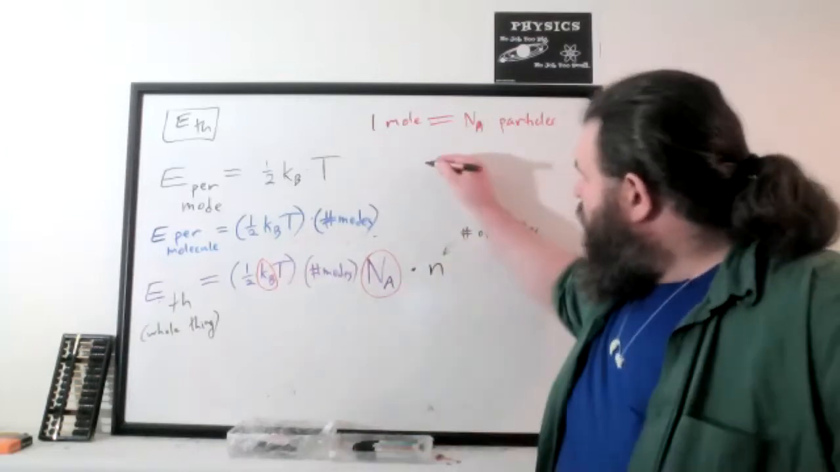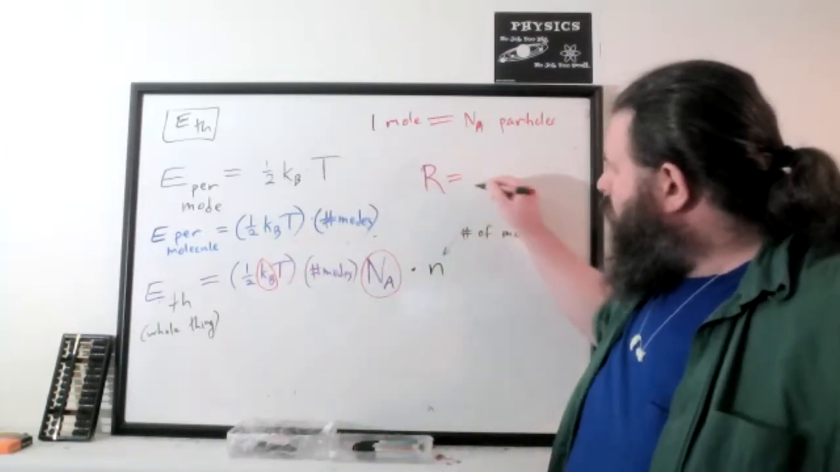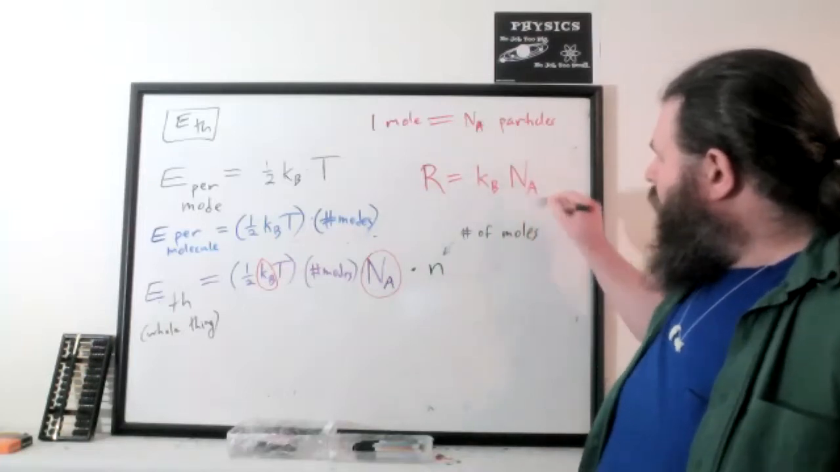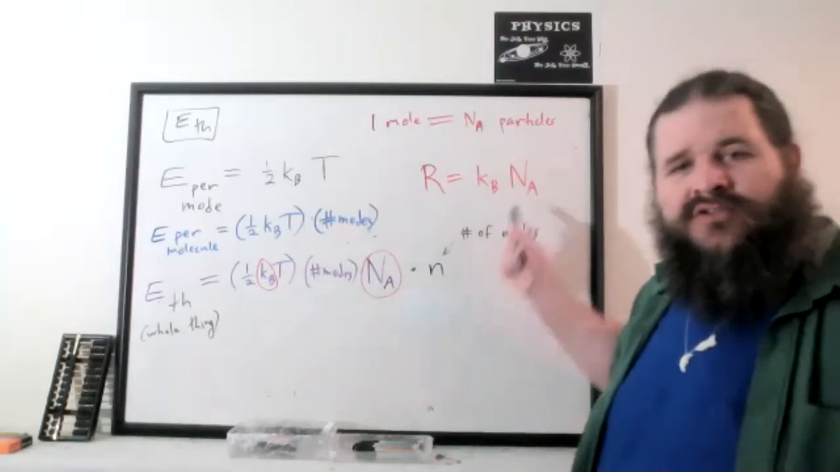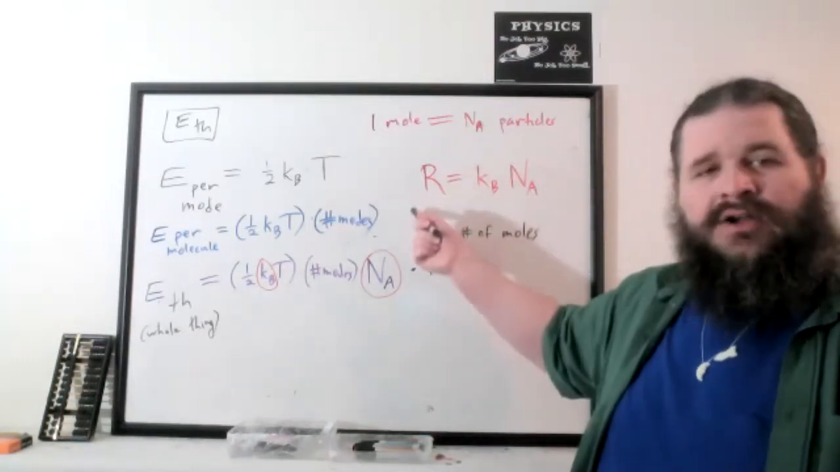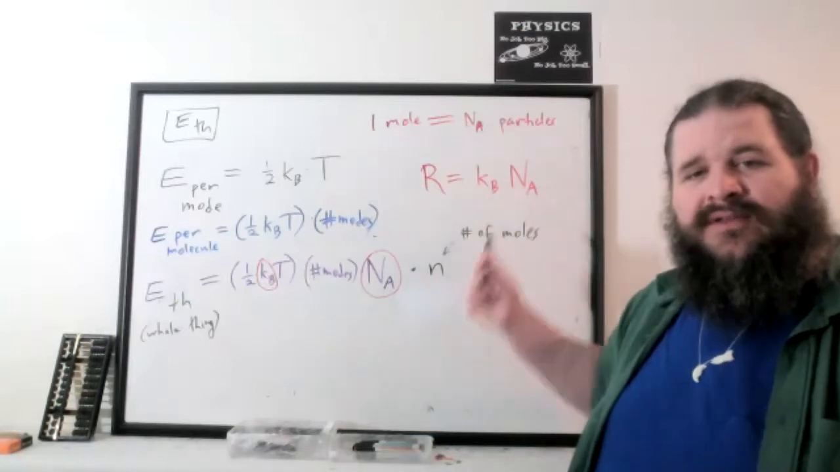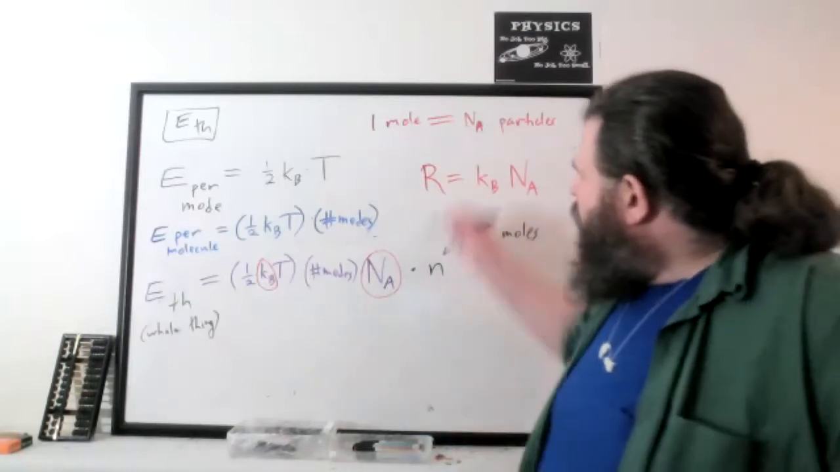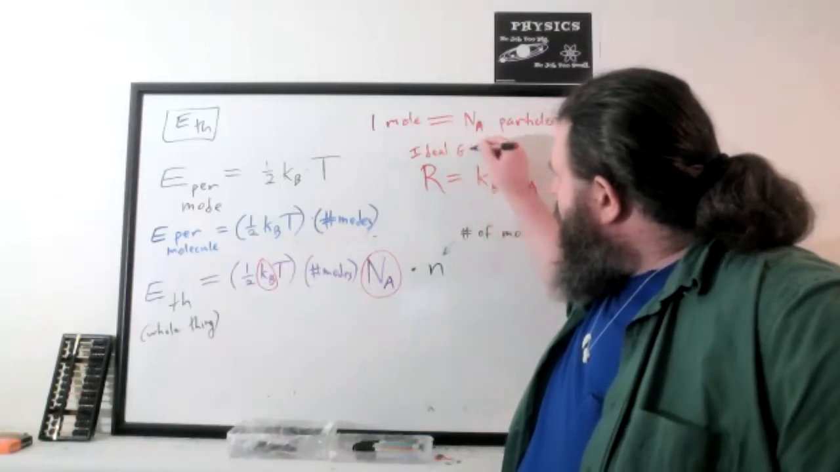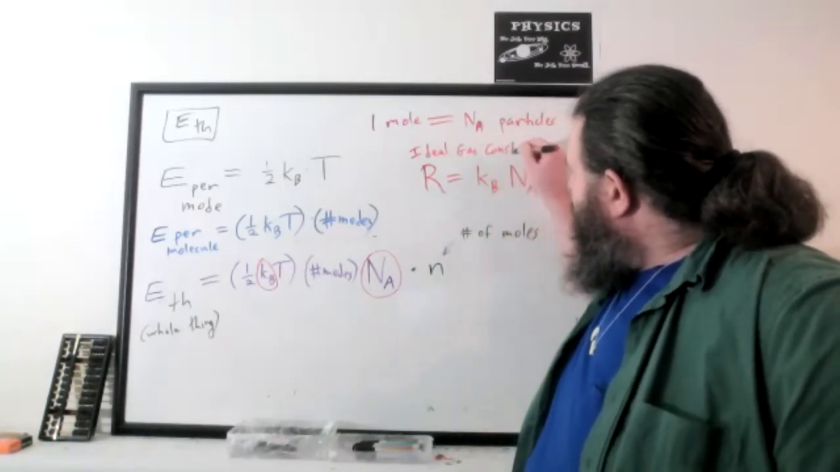And that abbreviation is R, which is Boltzmann's constant times Avogadro's number. So anytime we see Boltzmann's constant times Avogadro's number, you can replace that with R. And likewise, anytime you see R, you could split it up into Boltzmann's constant times Avogadro's number. This is in fact the same R we see in the ideal gas law, PV equals nRT. So this is called the ideal gas constant.